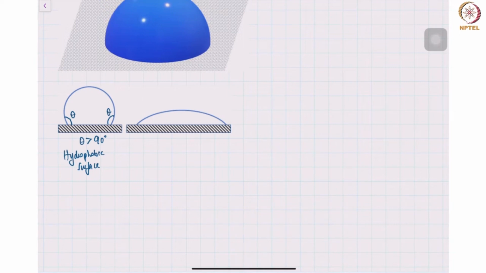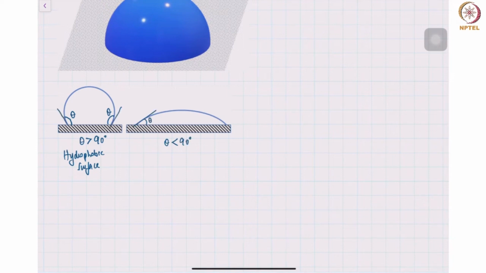So if you take the same volume, what is really happening is the amount of the area that is in contact with the solid is reduced if the surface is hydrophobic. On the other hand, if the surface is hydrophilic, where theta is less than 90, and here the angle theta is basically the angle as measured inside the droplet.